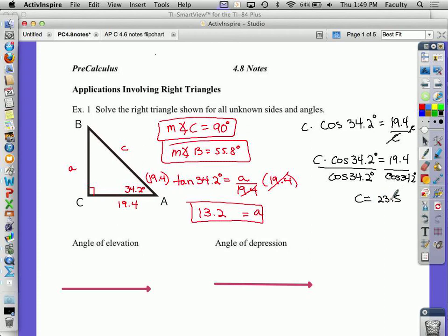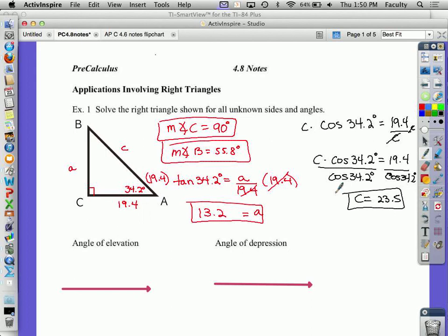Now there was a different way to do this. If you know these two sides in a right triangle, what could we use? Pythagorean theorem. There's nothing wrong with that. I just wanted to show you how to do it with your fraction with a variable in the denominator, okay?